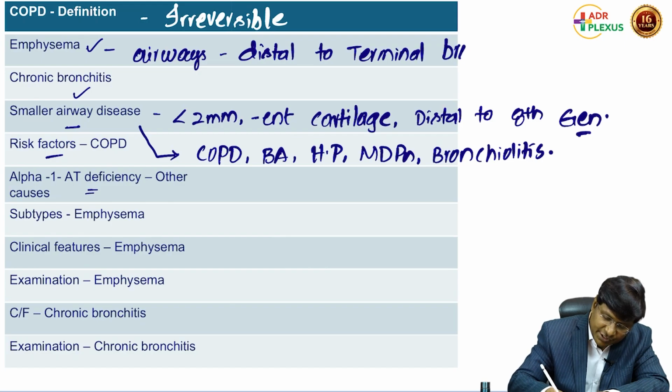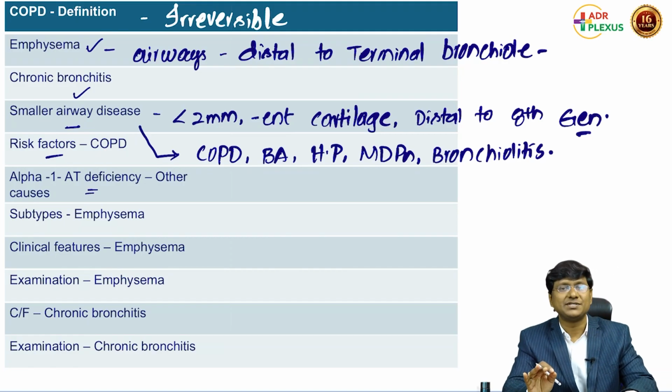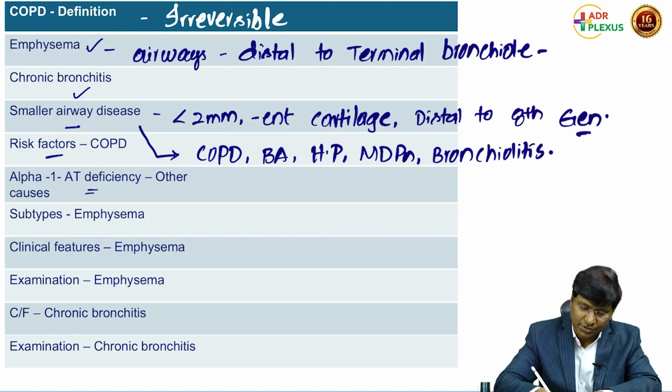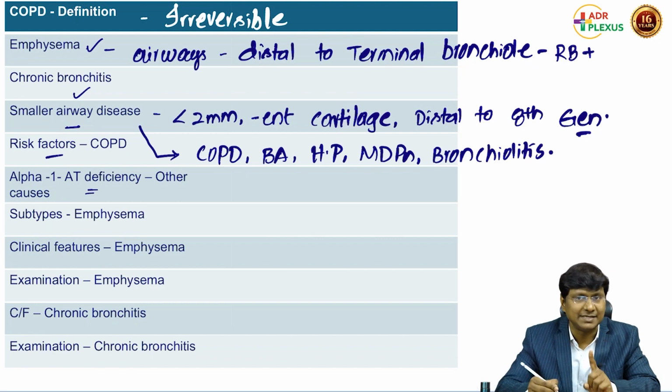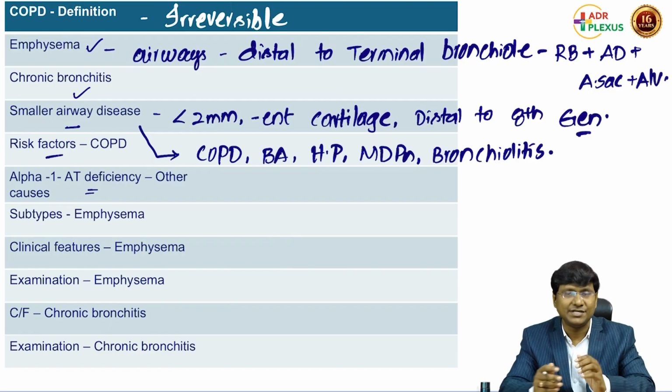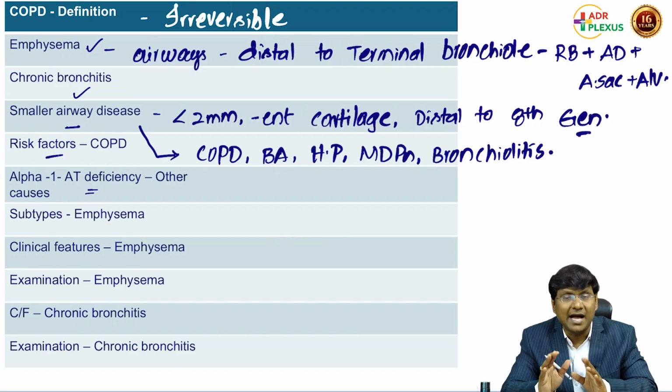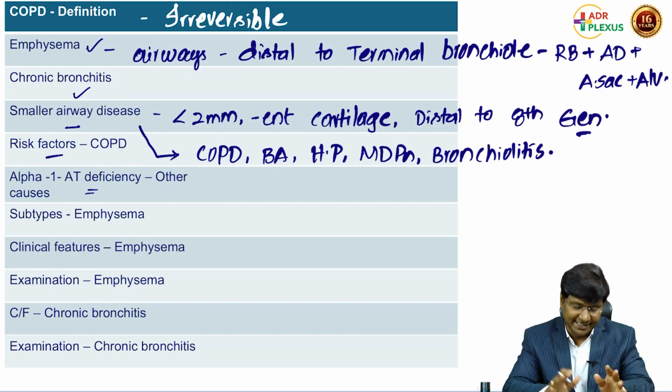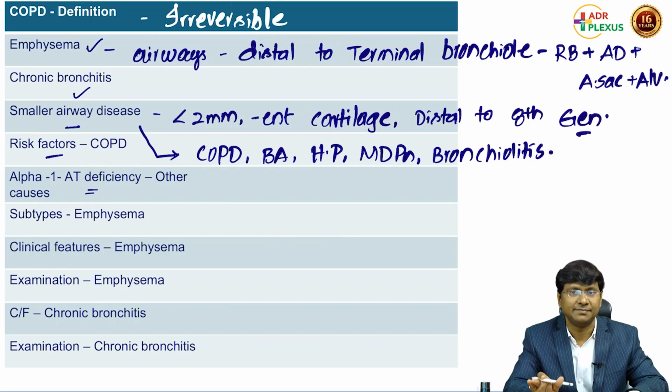Now, what are the structures which are present distal to the terminal bronchiole? The structures which are present distal to the terminal bronchiole include the respiratory bronchiole, that is number 1, then alveolar duct, that is number 2, then alveolar sac, that is number 3, and then the alveoli. All these structures are abnormally irreversibly dilated. That is what you will observe in case of the emphysema.